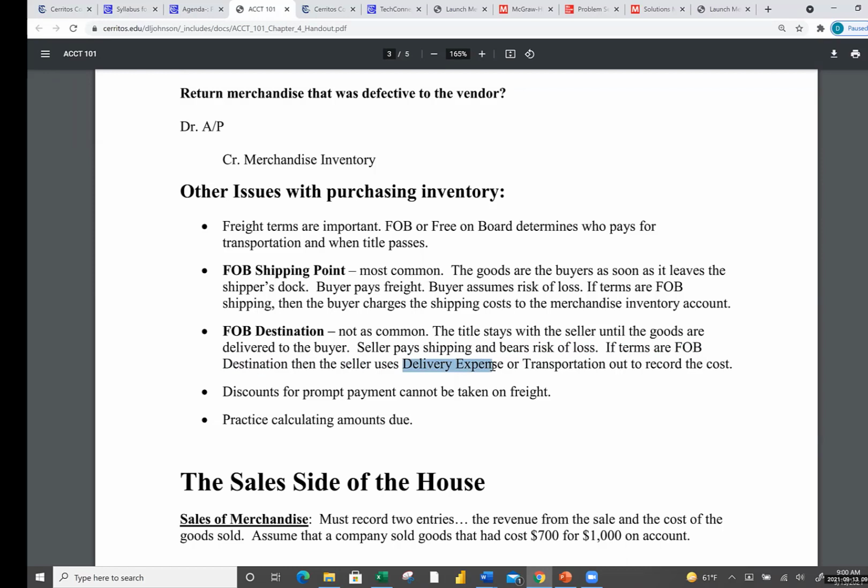Okay, so here's what throws students, so I want you to get it in your notes. FOB destination, you will never use the merchandise inventory account for shipping. It's going to be delivery expense. So if you're the seller, you use delivery expense. Okay, some companies use transportation out. Same account, different name.